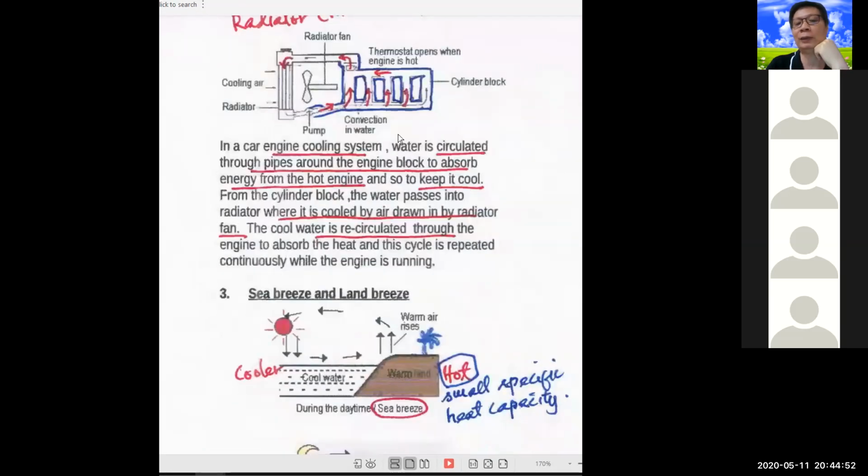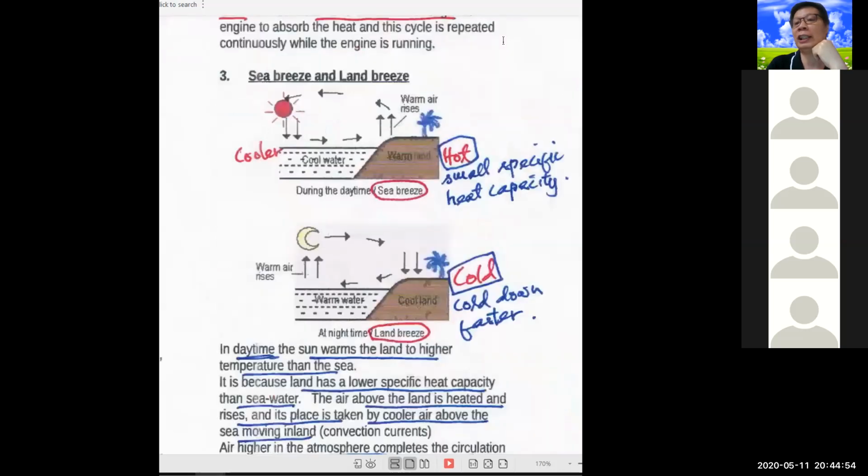Okay, and finally you learn this, right? This is land breeze, sea breeze. Okay, I don't want to explain already. Sea breeze, land breeze. Sea breeze happens during daytime. The wind blows from the sea towards the land, so it's sea breeze during the daytime. Nighttime is land breeze. Land breeze means that during nighttime the wind blows from the land towards the sea. Okay, this one you must roughly know like this.